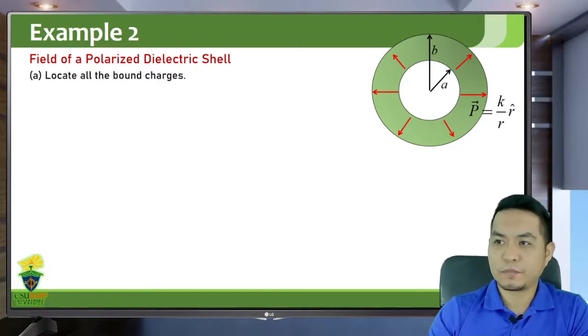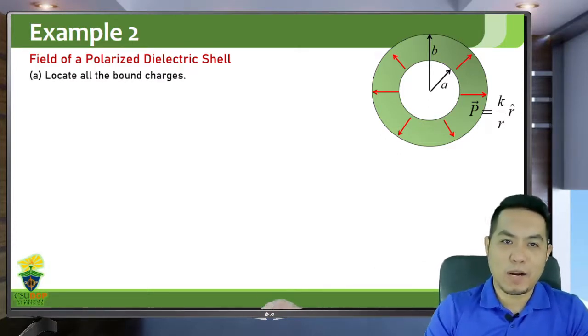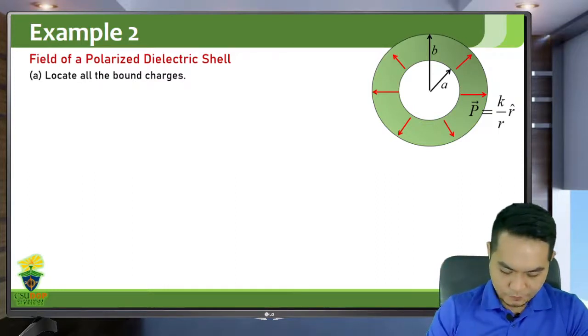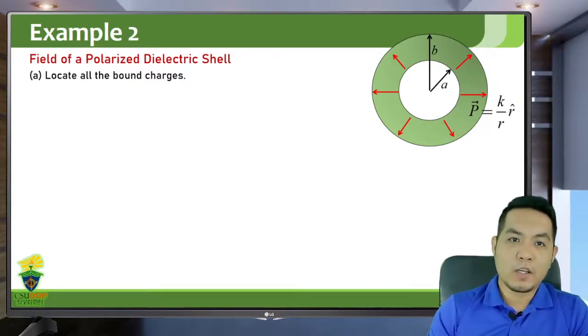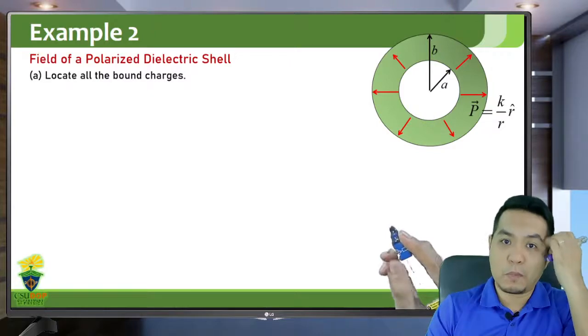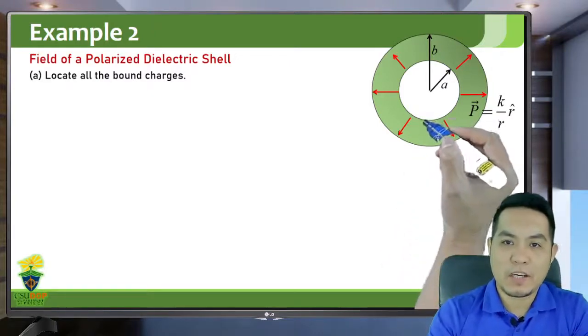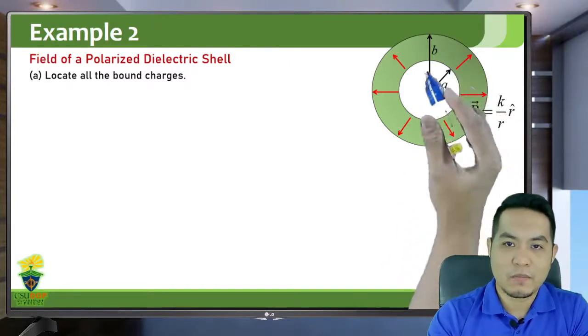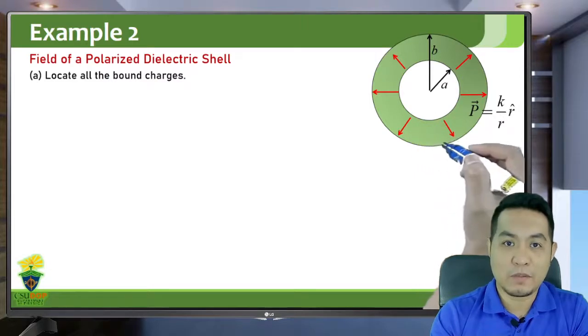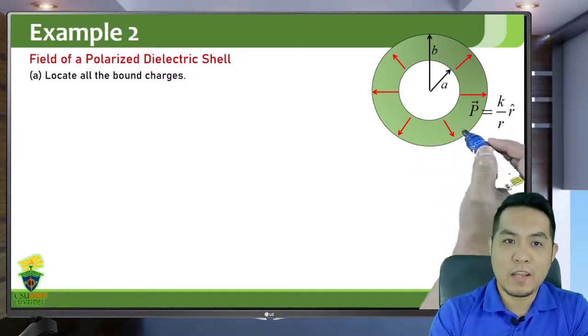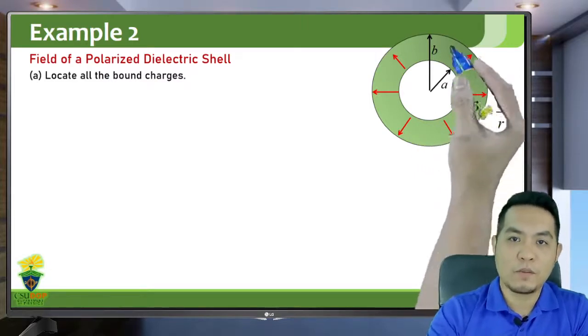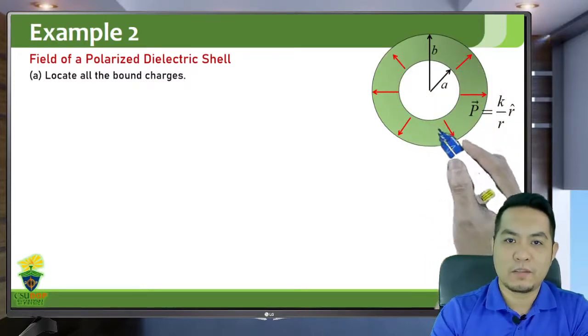Okay. So for the first question, you are asked to locate all of the bound charges. There are only two surfaces where there will be bound charges here: the inner surface and the outer surface. So there are two surfaces, and then there's also the volume of the sphere.